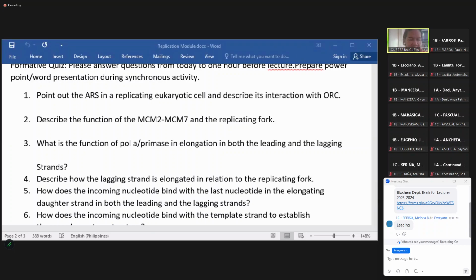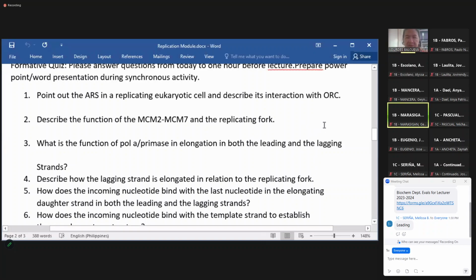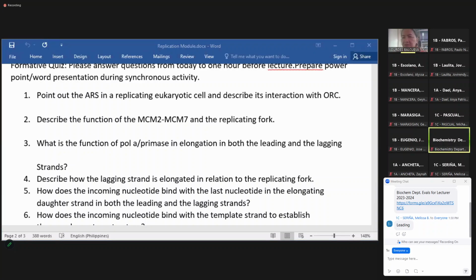Can you see? There. Yes po, yes Doc. You can see the questions? Kita nyo? Ano ba yun? Bakit nawawala siya? Meron po. Meron ba? Ako hindi ko nakikita.